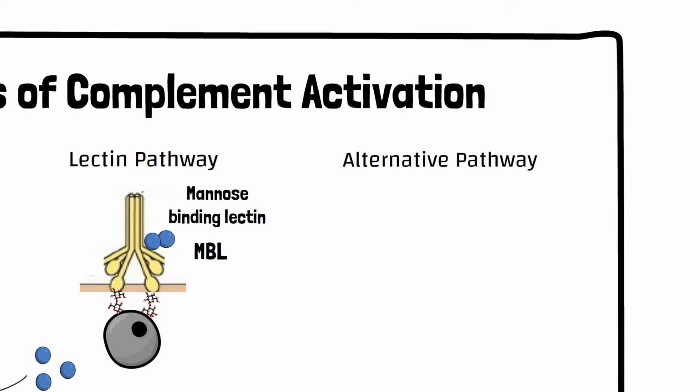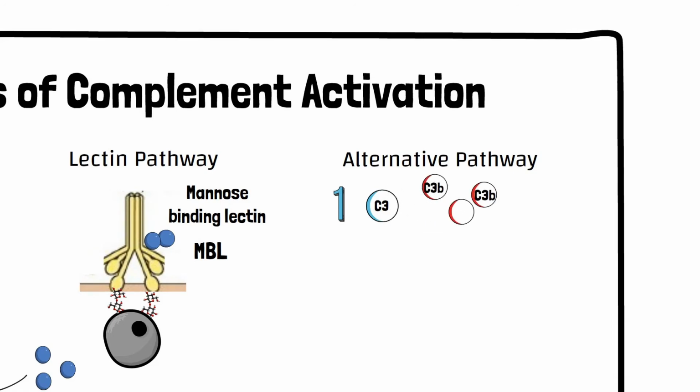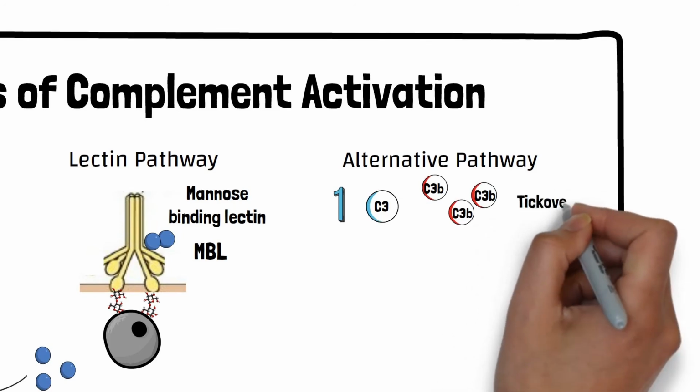Since it does not require any interaction with an antibody, it is part of the innate immune system. This pathway is divided into 3 pathways. The first is the tick-over pathway. C3 is constantly being made and released into the vascular system, and at times it will be activated. This usually results in the degradation of the molecule, but when this happens near an infection, some of the C3b molecules will attach to the microbe.